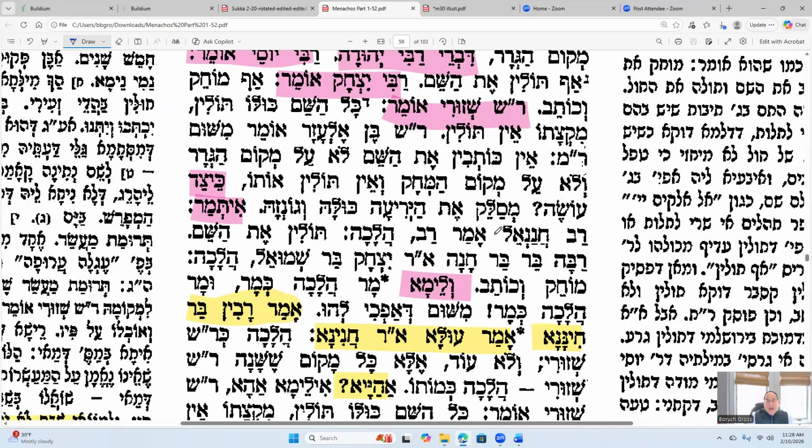Amar Rav Chananel, Amar Rav said, Halacha Toilinas Hashem. You could put the Shem Hashem in between the lines. Rabbi Bar Chana, Amar Rav Yisrael Bar Shmuel, Halacha Moichet v'Kaisef.